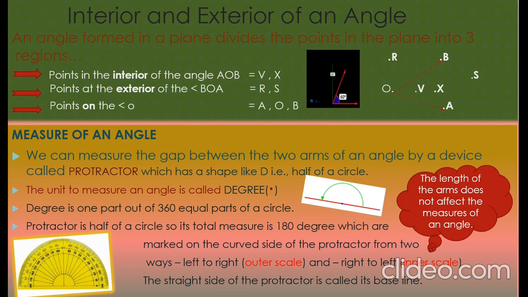Protractor is half of a circle, so its total measure is 180 degrees, which are marked on the curved side of the protractor in two ways. Left to right, it is known as the outer scale, and right to left, it is known as the inner scale. These two measurements are for the purpose that you can measure the angle formed on the right side of a line or on the left side of a line. And the straight side of the protractor is called its base line.